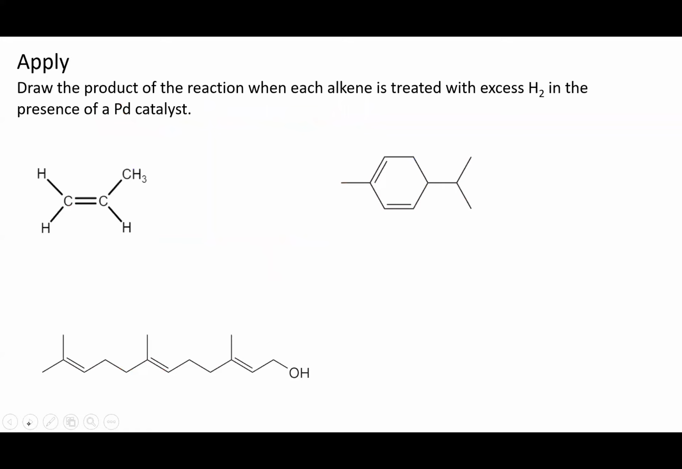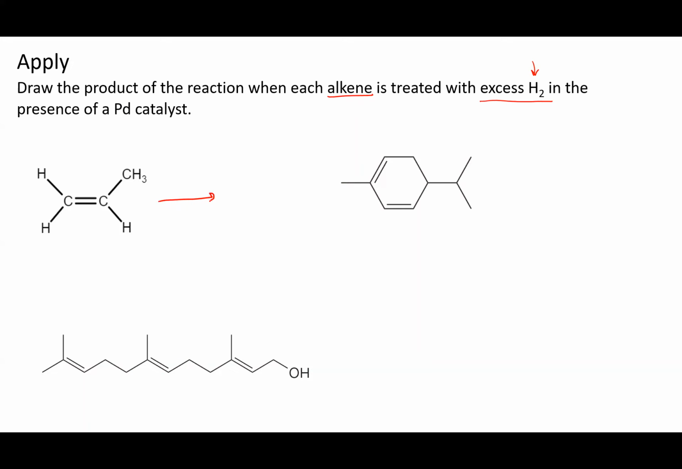Okay, draw the product of the reaction when each alkene, so this is my starting material, is treated with excess hydrogen. So this is going to be my other reactant in the presence of a palladium catalyst. Okay, so let's look at our first molecule here. I'm going to draw my arrow like this, basically just to show that I have a reaction happening.